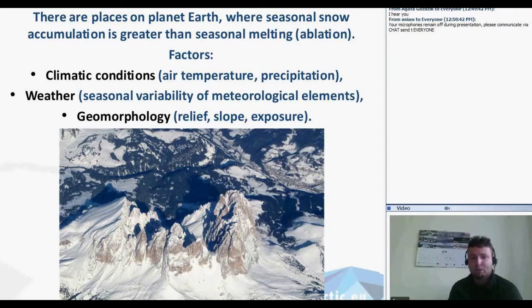Then there is also geomorphology, and by that I mean relief. So if there is a flat surface, snow can be accumulated. Of course, on steep slopes it's not possible. And important is also the exposure of the slopes.